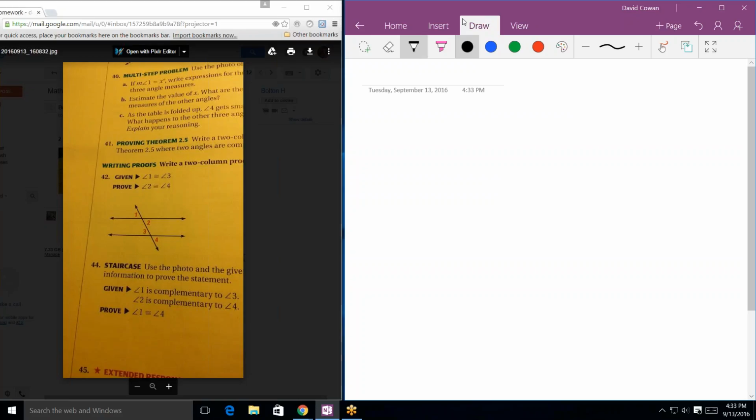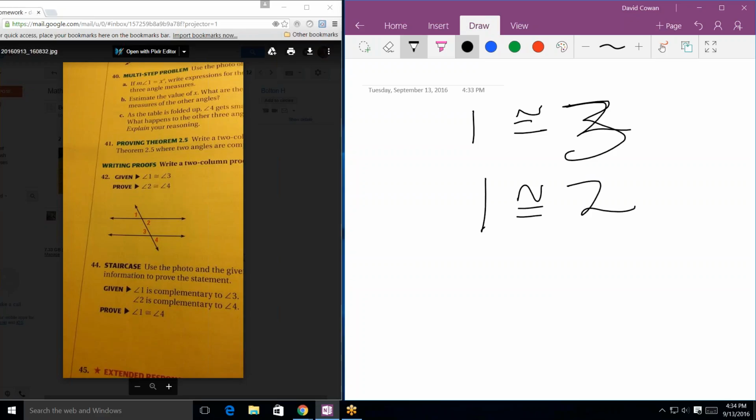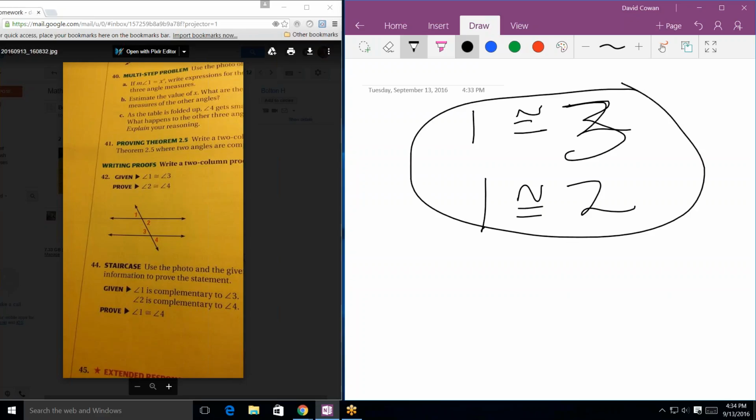I'm going to shorten it up a little bit. Here was the given: 1 is congruent to 3. That's what was the given. Here's what we know from our theorems: 1 was congruent to 2. Here's what we know from our theorems: 2 is also congruent to 4. Well, by substitution, that makes 1 congruent to 3. But also because of the transitive property.